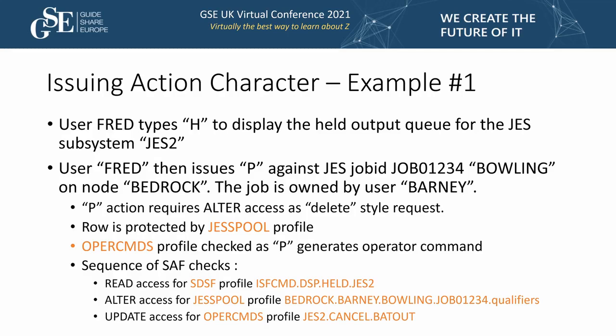We are then going to do an alter access check for the JSpool profile, bedrock.barney.bowling.jobid, some sort of qualifier. And then, if that passes, we're going to generate a JES cancel command. The user needs update access for the opper commands profile, jes2.cancel.bat_out. Okay, so to do that simple little P action, we've actually gone through three SAF checks in order to do that.